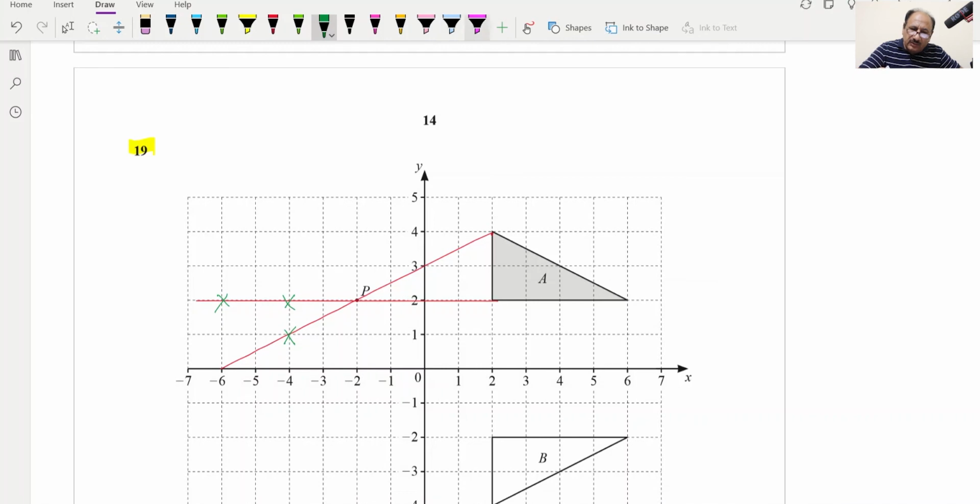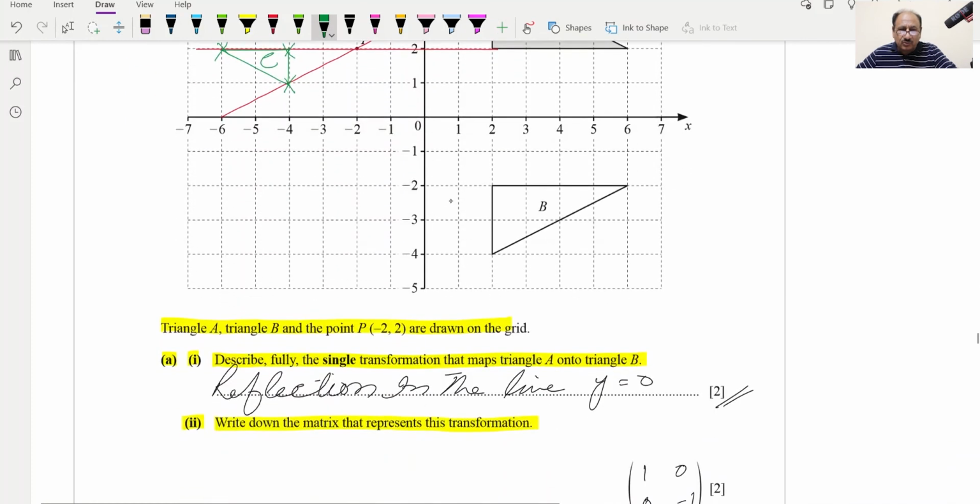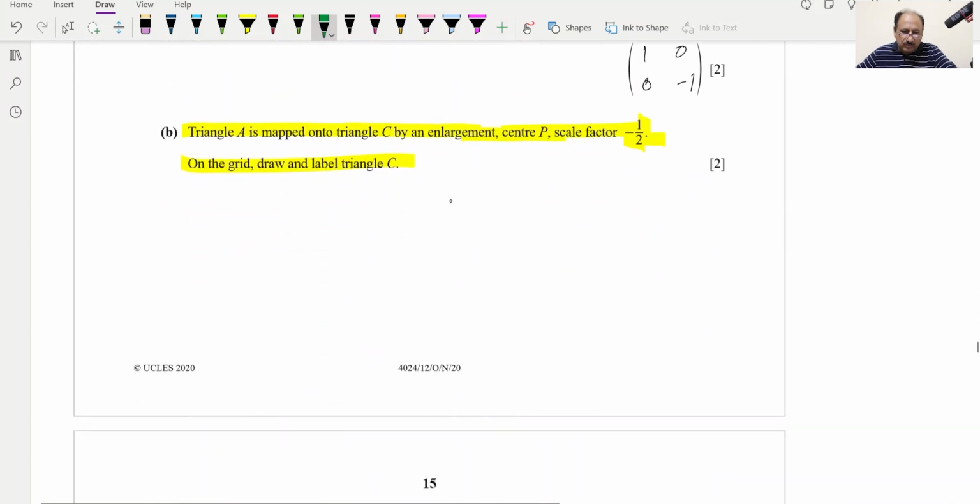For example, if you want to understand, this is 4 units and you can see this is 2 units. This height is 2 units and this height is only 1 unit, and this is how we have identified this. Now we can draw this triangle by joining these 3 points. So this is the triangle and we have to label it C. We are writing here C. This part is done.